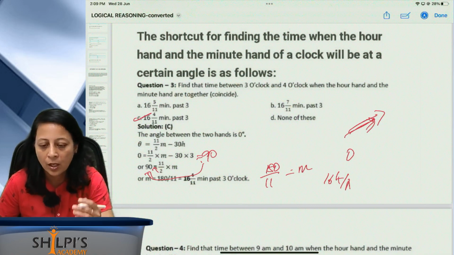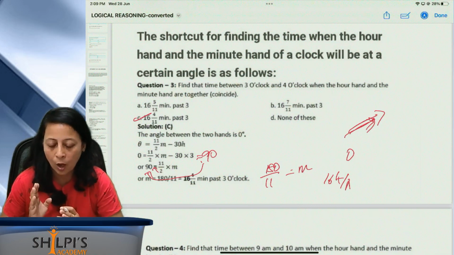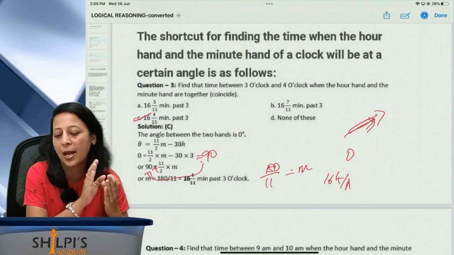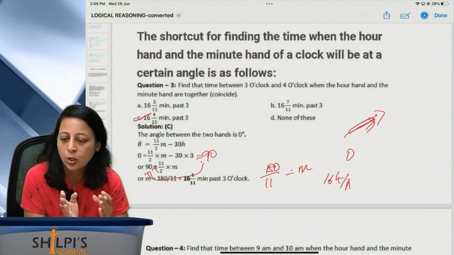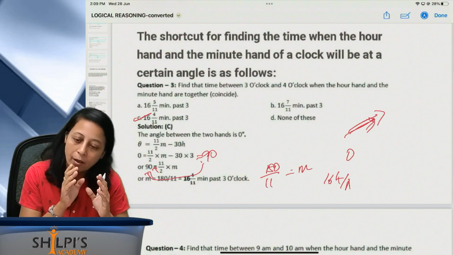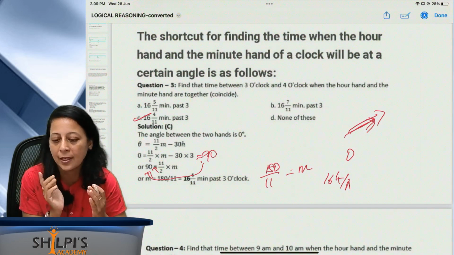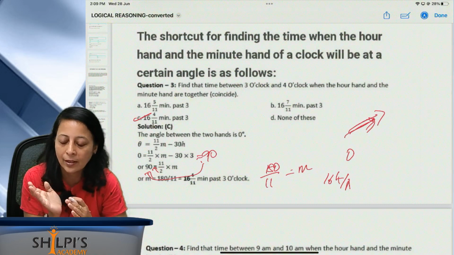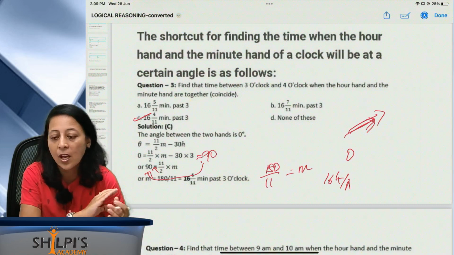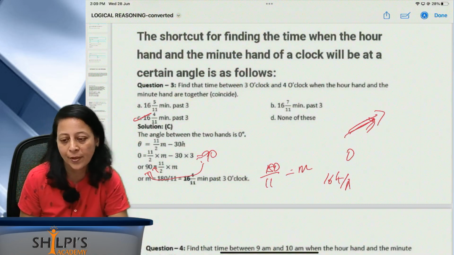Clear, students? Either they may ask you the angle, or they may ask you the minutes, or they may ask you the hours. All these three possibilities, however the question has been asked, you can solve with one single formula: theta, that is the angle, is equivalent to 11 by 2 into minutes minus 30 into hours. You can solve all types of questions.